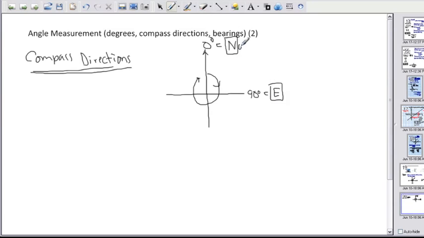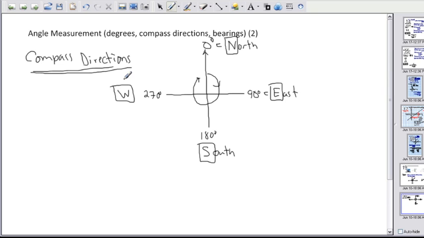Okay, so N stands for north. E stands for east. If you keep going all the way around, that's 180 degrees. That's going to be called S, which stands for south. Then you go all the way around again. That's 270 degrees. That'll be west.